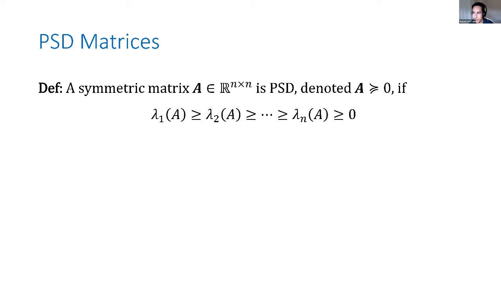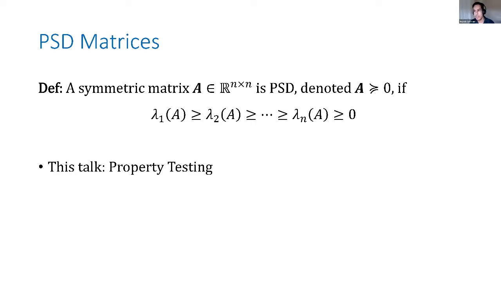Remember, a standard fact is that if you have a matrix that's real valued and symmetric, then its eigenvalues are also real. So you can order them like this. And then if all of them are non-negative, then this matrix is called PSD. And we denote this fact by this little funny notation here, A greater than or equal to 0. That means A is PSD.